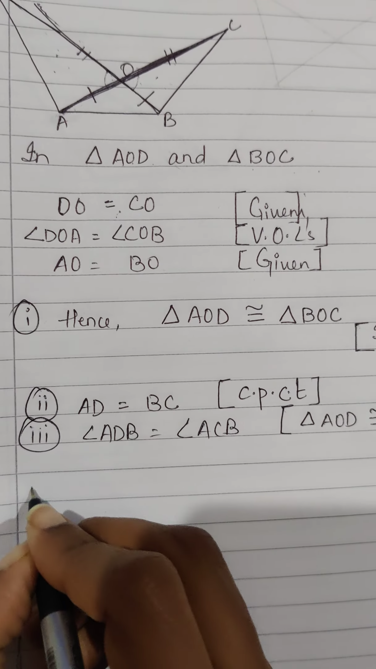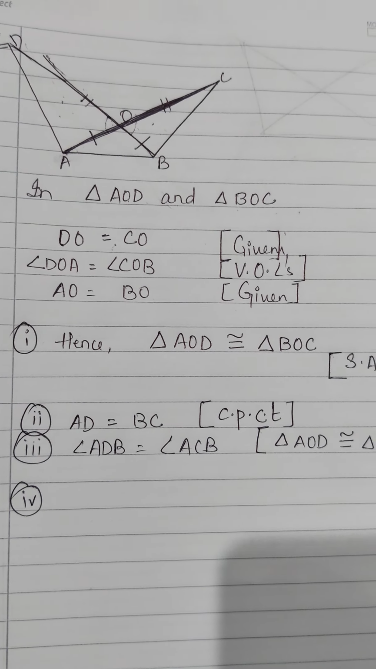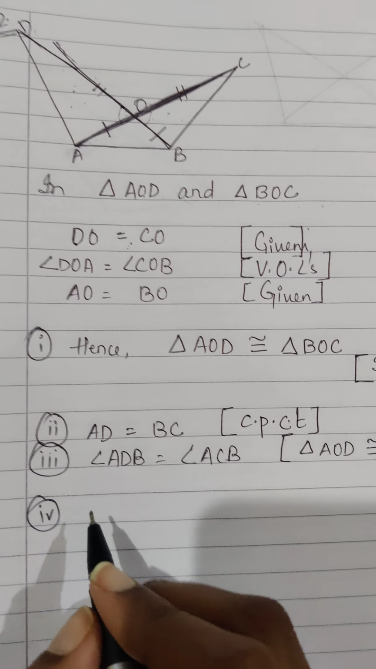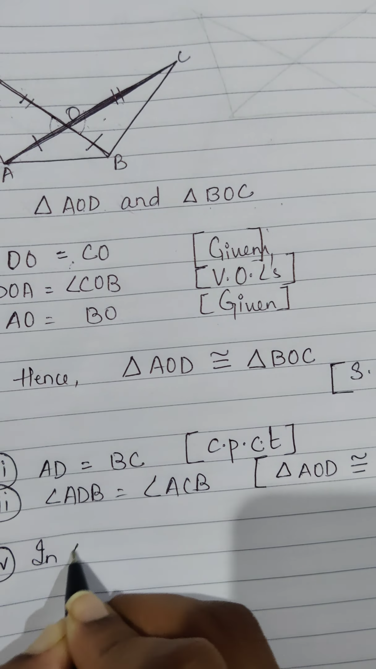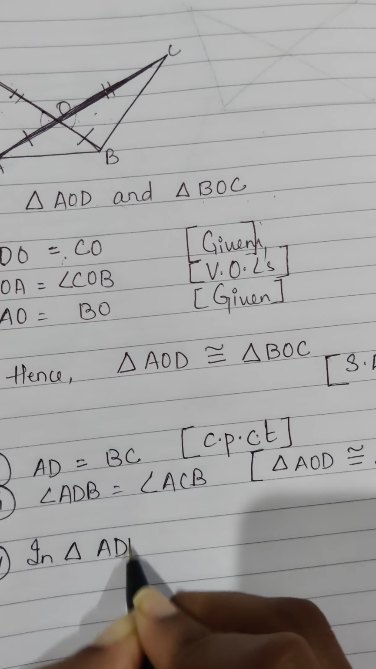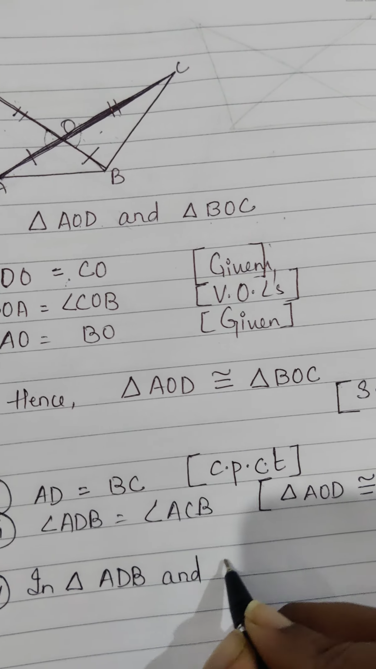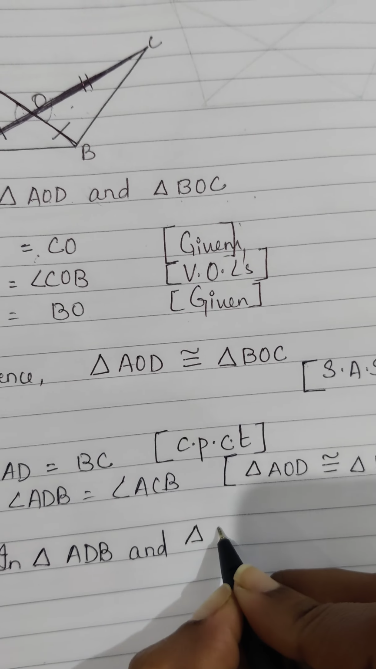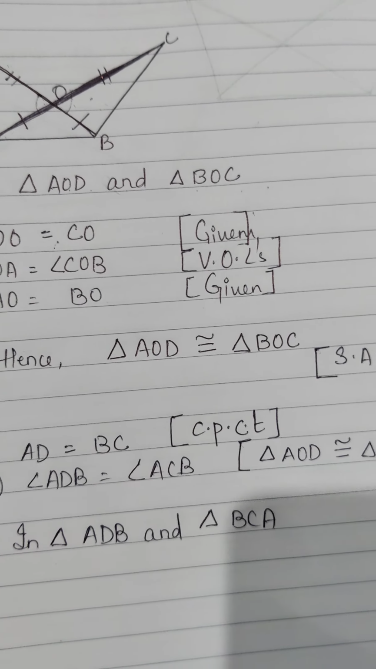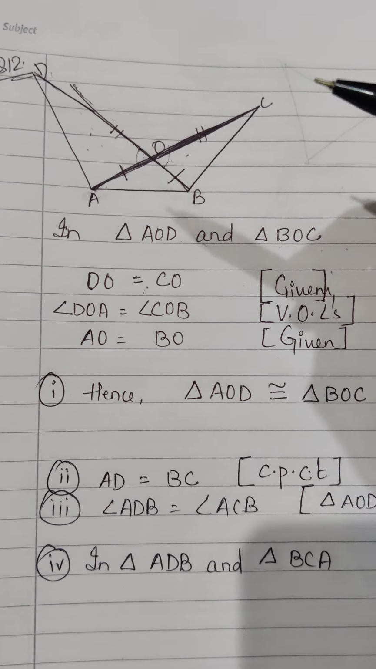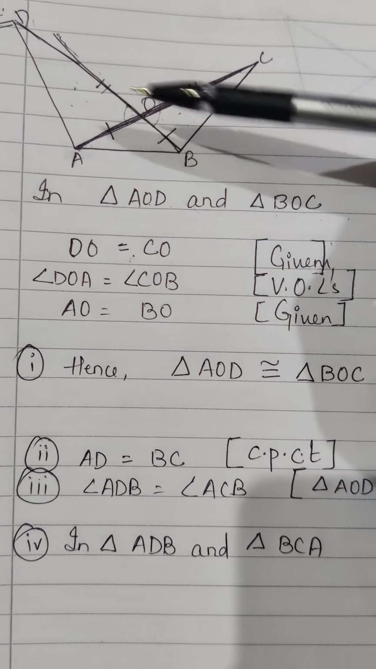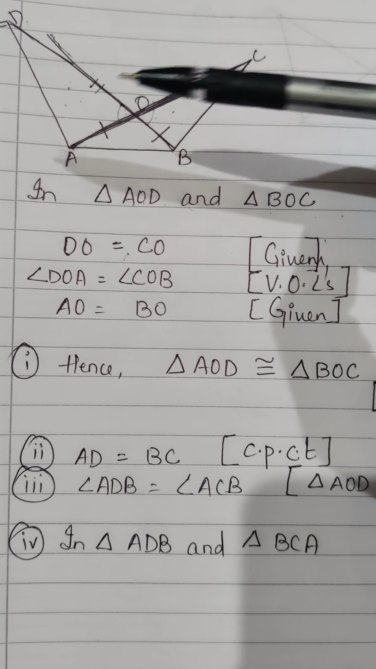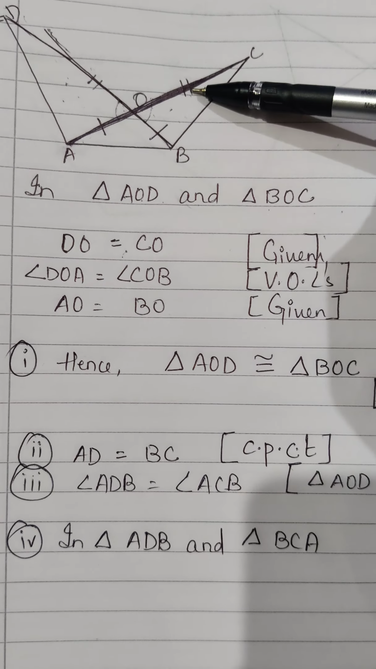Now coming to the fourth part of this question, which is asking you to prove triangle ADB is congruent to triangle BCA. So we'll talk in triangle ADB and triangle BCA. Okay, so let us look at what those triangles are. ADB, that means this triangle, and BCA, that means this triangle.